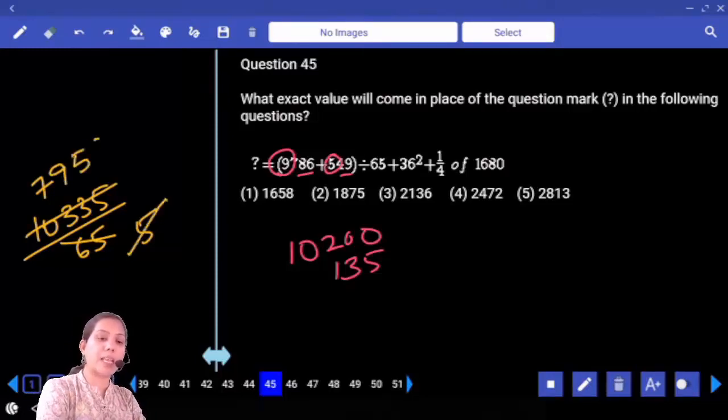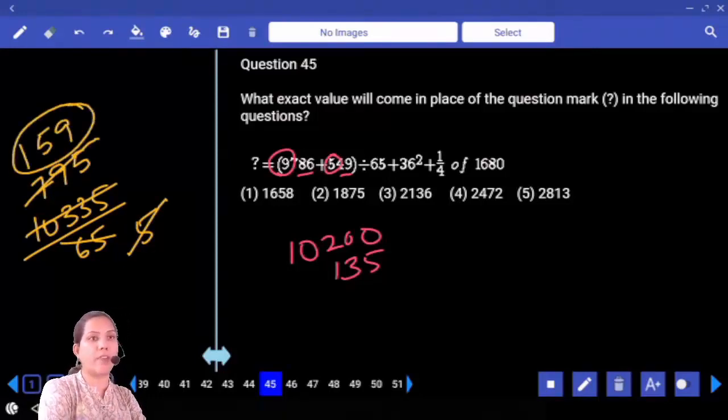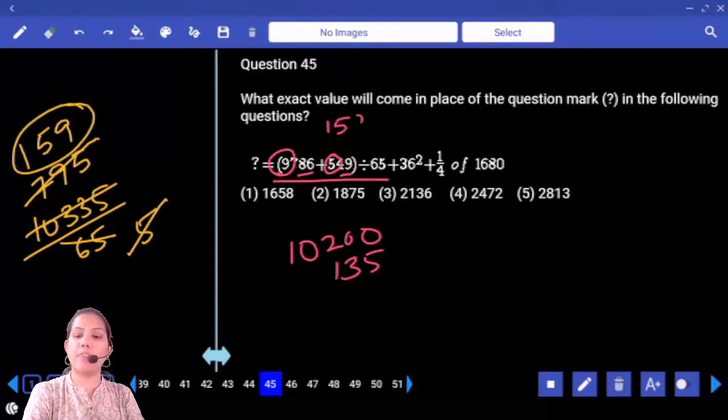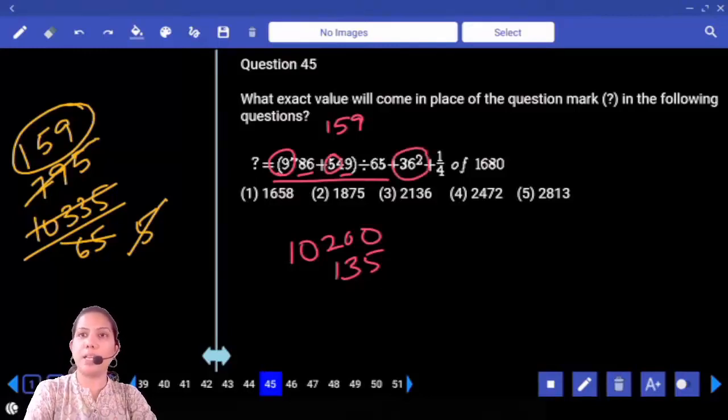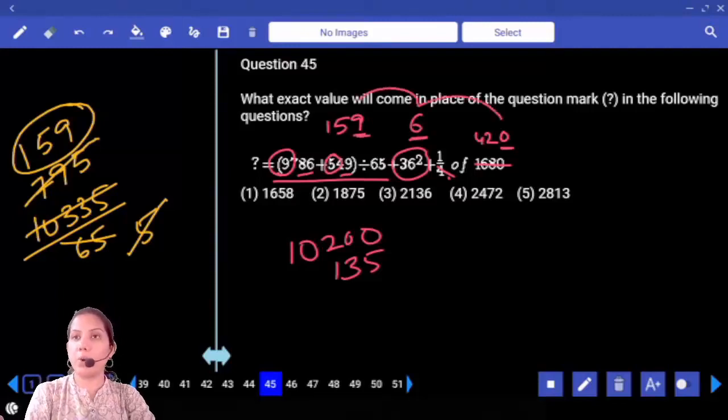So 5 table, exactly 5 ones are 5. 29 means 5 fives and 5 nines. So it is 159. Total, this value is equal to 159. And different unit digits. So what is 36 square unit digit? 6. And 4 exactly 420 times, unit digit 0, unit digit 6 and unit digit 5. 9 plus 6, 5 plus 0, 5. So the answer is 1875, that is the second option.